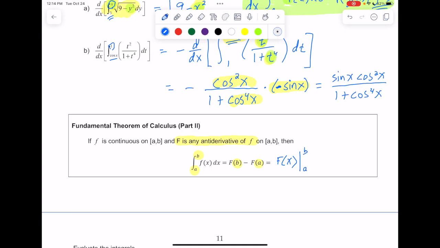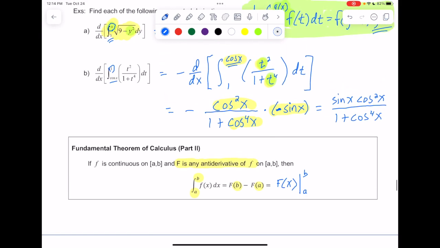So this vertical line and then the two limits tells us we plug in the top limit first and then subtract the value of the bottom limit. And again, as we'll see on the next page, this is a game changer. It's going to make finding definite integrals much easier than it has been in the previous sections.